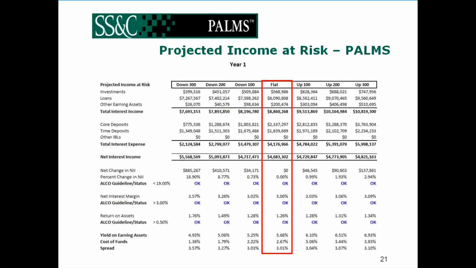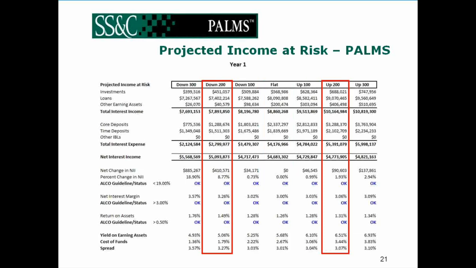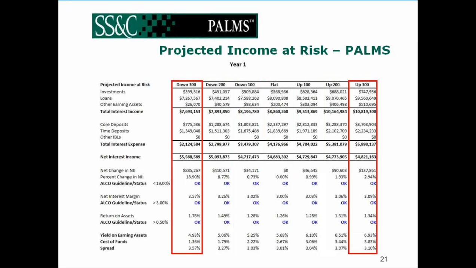On this slide, we can see that we begin with a flat or base case rate, which is today's current rate. And then we apply parallel shocks with up and down 100 basis point increments, until we've reached the outer elements of up and down 300. This is a very basic simulation that is used for income projection.